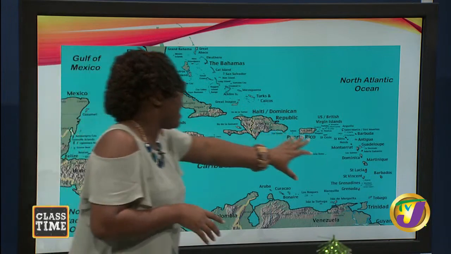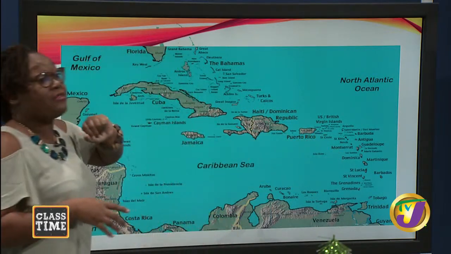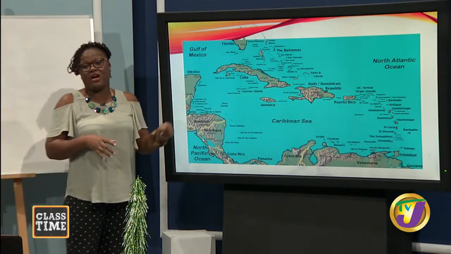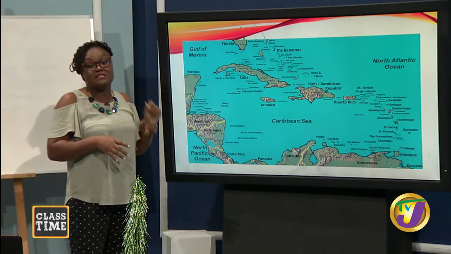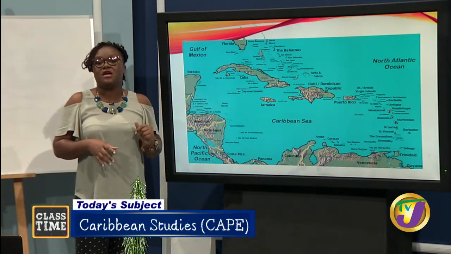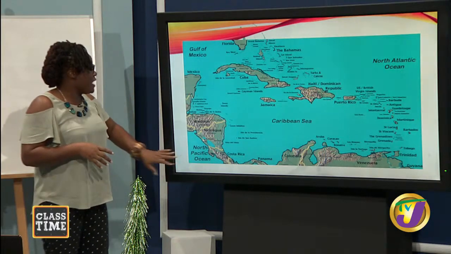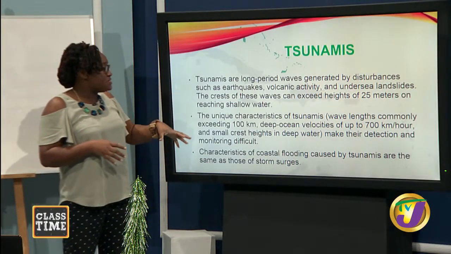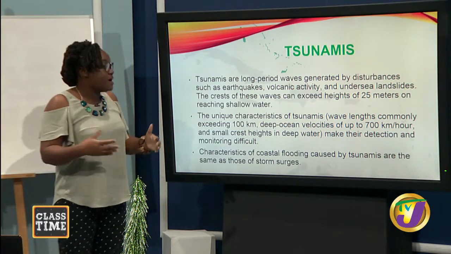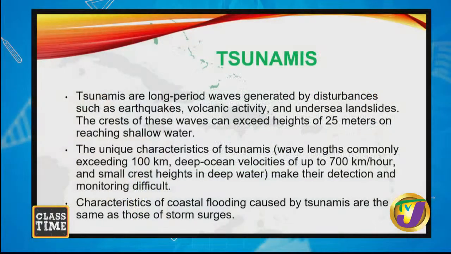And so you do have a number, I think about 17 active volcanoes, in that area alone. So the Lesser Antilles is very, very active when it comes to volcanoes, but not so active in the Greater Antilles. All right. So tsunamis, as we said, are long period waves, very high waves that are generated whenever there is a severe movement, either earthquakes or volcanic activity.